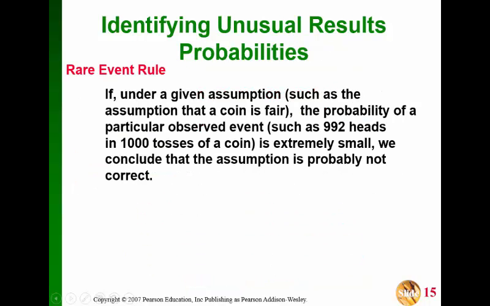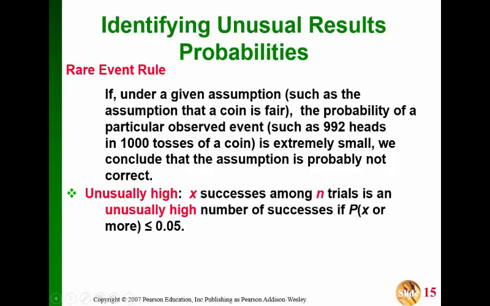All right, rare event rule. Again, this is something that will play into our inferential statistics business. So it says here, if under a given assumption, such as an assumption that the coin is fair, the probability of a particular observed event, say you toss a coin 1,000 times and it comes up heads 992 times, which means we got tails 8 times out of this, then we have to conclude that there's probably something that's not right in the assumptions. Okay? You know, there's people who practice tossing coins so that they can make it come up whatever they want.